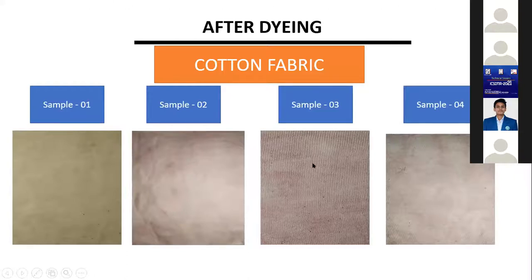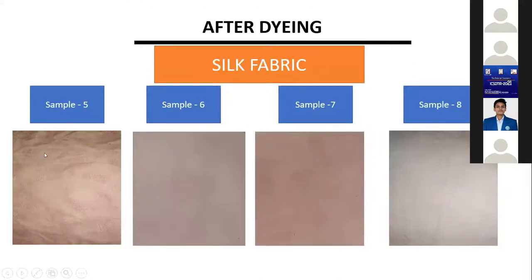Sample 3 is 70 degrees for 30 minutes, and sample 4 is 80 degrees but for 1 hour. And for silk fabric, here are samples number 5, 6, 7, and 8. Sample 5 is 80 degrees Celsius for 30 minutes, 6 is 70 degrees Celsius for 30 minutes, sample 7 is 60 degrees Celsius for 30 minutes, and sample 8 is 80 degrees Celsius for 1 hour.